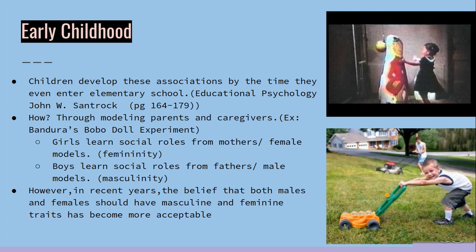John Santrock, the author of Educational Psychology, offers that most children have developed a sense of which activities are associated with being male and female by the time they even enter elementary school. But why is this? Children first develop a sense of who they are and how they should act by observing their caregivers or parents and then modeling after them. Usually, girls learn the female's role in society from their mothers, while boys learn the male's role in society from their fathers. However, children also learn from their environment and the social interactions between others.